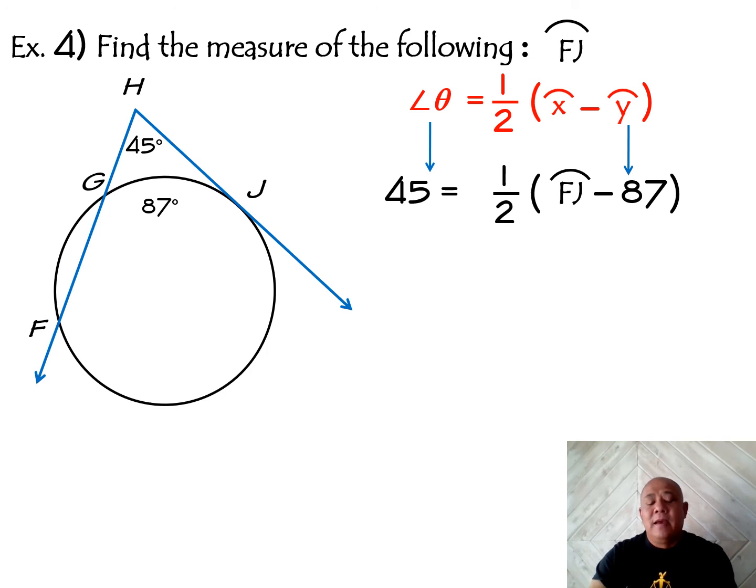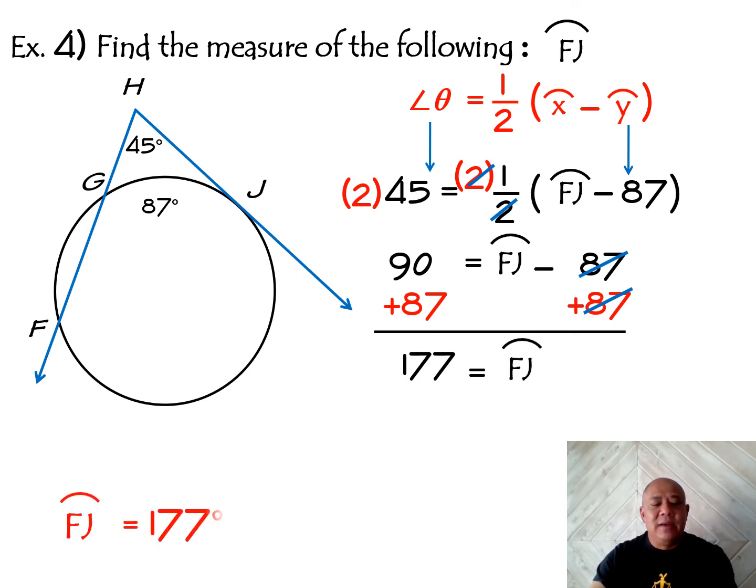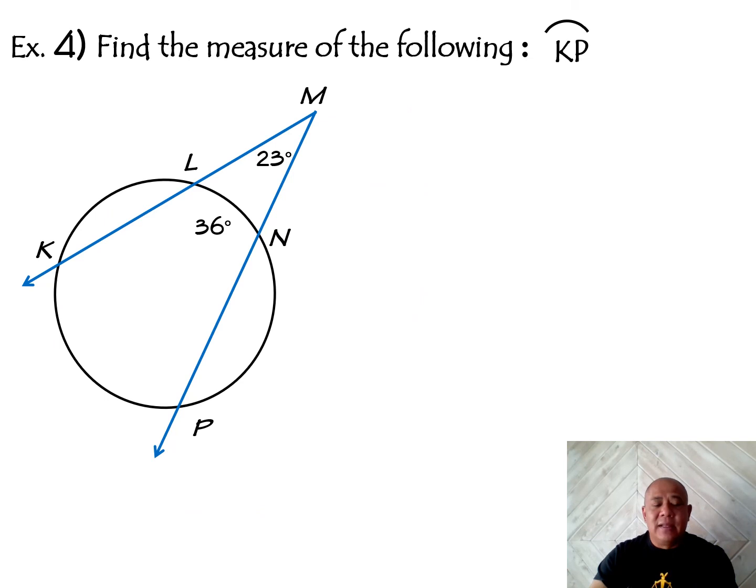And again, how do we solve this? Get rid of the divide by 2 by multiplying by 2 on each side. That gives us 90 equals FJ minus 87. Plus 87 to both sides, and that gives us 177 degrees. And there you go. FJ is 177 degrees. Now, try the last one on your own. Let's go ahead and try number 4.